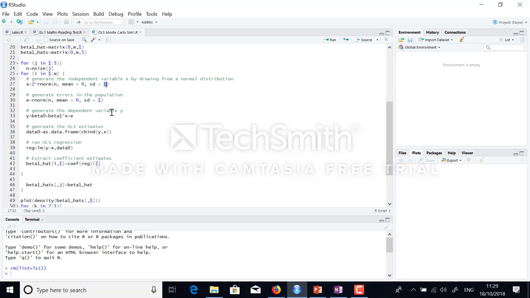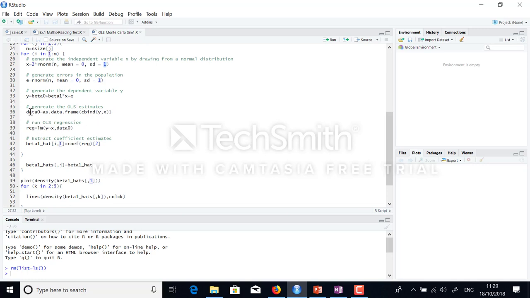And I'll increase it to 10 to show you how variation affects the beta's calculation in a minute. And then I run, so this is just the data frame now. I combine y and x, just like we did with math scores and reading scores this morning, and estimate using this data, and extract the betas using the coefficient function. This just extracts coefficient estimates, beta 0 and beta 1.